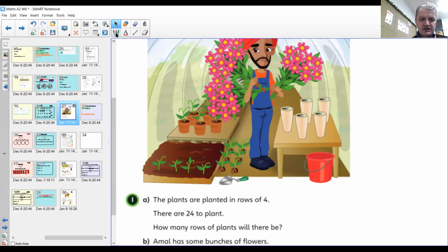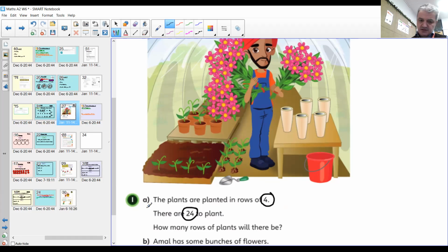Okay, so what's the key numbers here? 4 and 24. They're the key numbers. Okay, so if I want to represent that, we've got rows of 4, and we've got 24 plants. Number of rows.